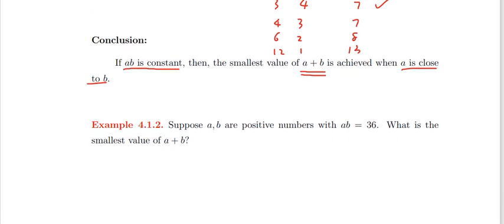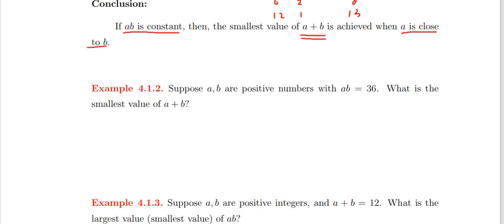Now let's consider the problem. We know a times b equals 36. What is the smallest value of a plus b? When a and b are almost equal, a and b should both be 6. If a and b equal 6, then a plus b equals 12. So this is the smallest.